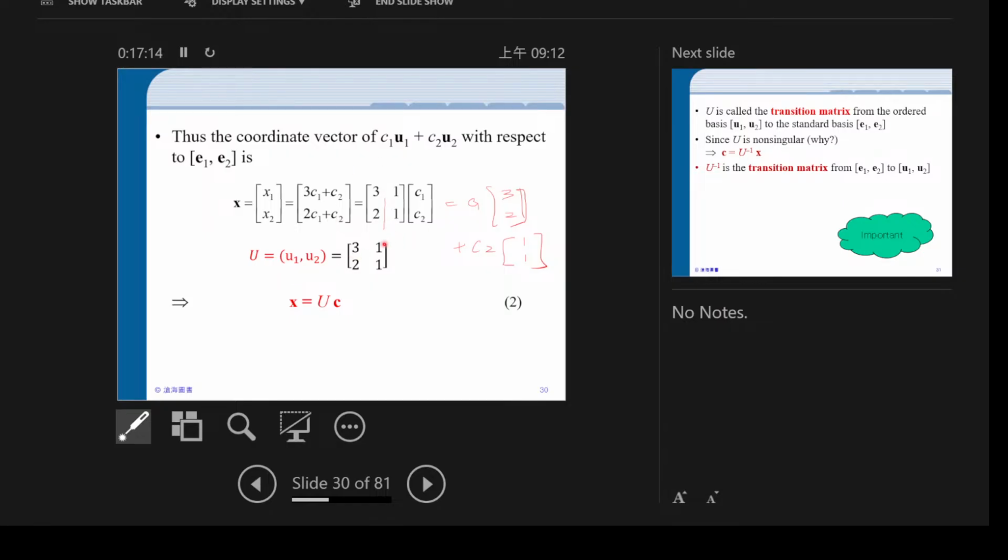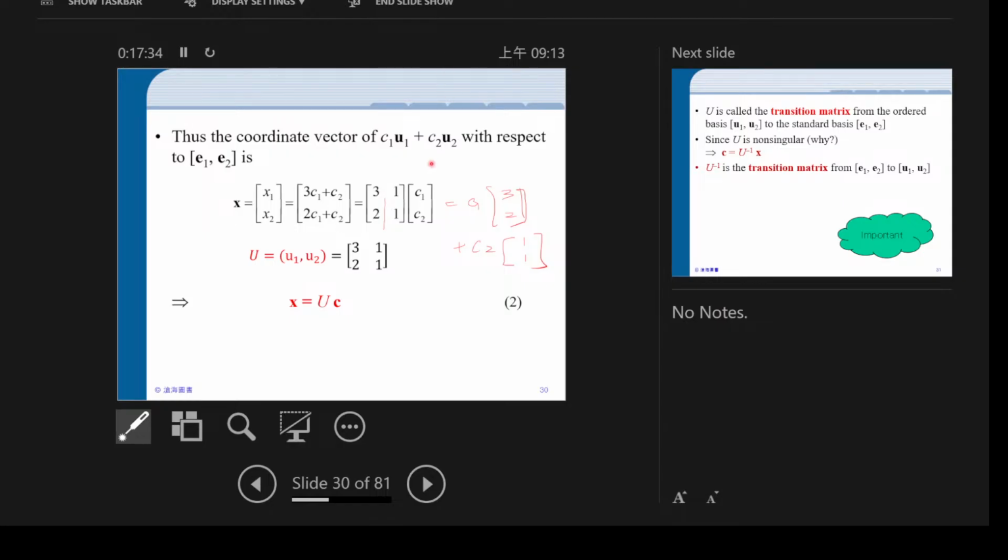Okay? So the matrix has column 1 being u1 and column 2 being u2, and if we multiply by c1 and c2, it's equal to c1 times the first vector plus c2 times the second vector. Okay, and anyway, so we can write this. Now this is a very useful definition here.